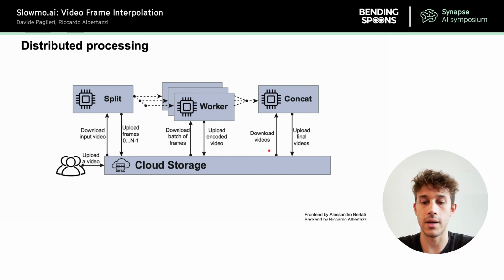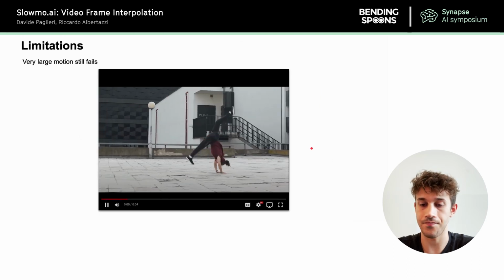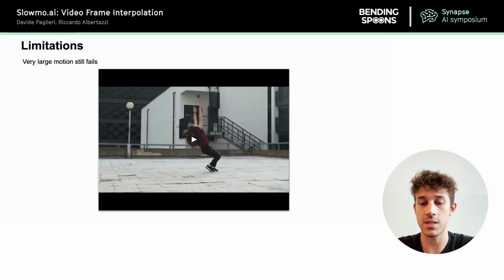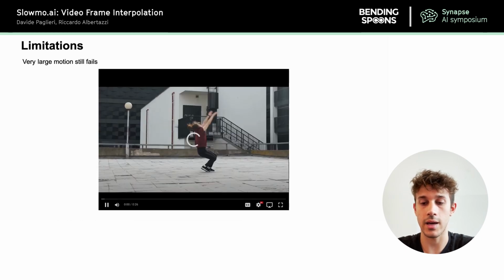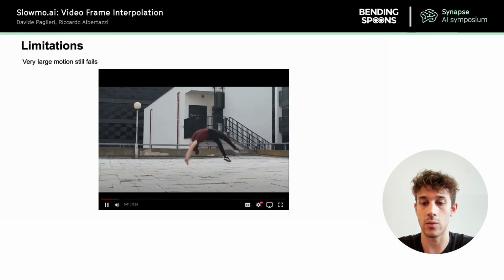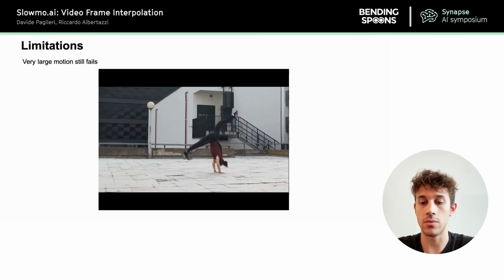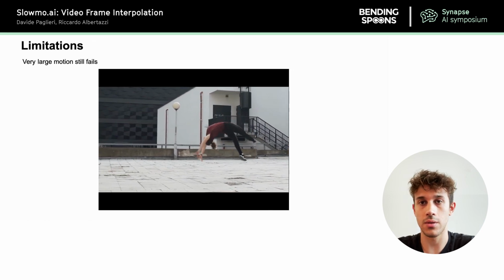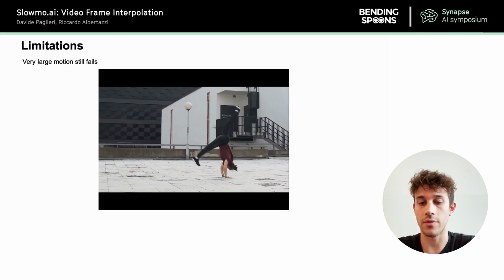Despite our effort in handling large motion, our method still fails with very large motion. You can see here how the hands, the arms and the legs are kind of disappearing and are also dragging the background with them. And this is due to both failures in optical flow due to the large motion, but also due to the inherent blurriness of the original video.